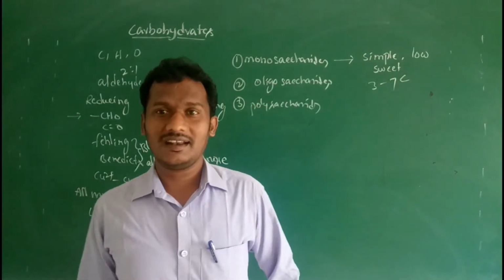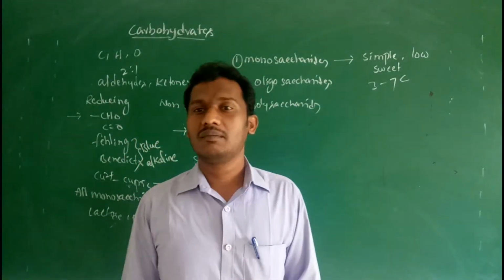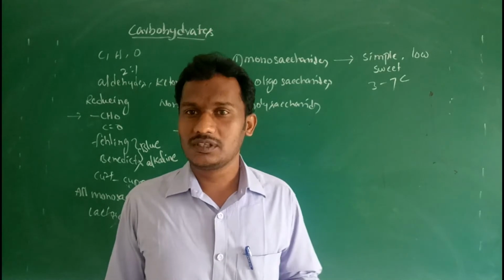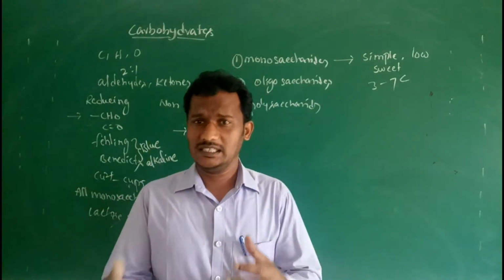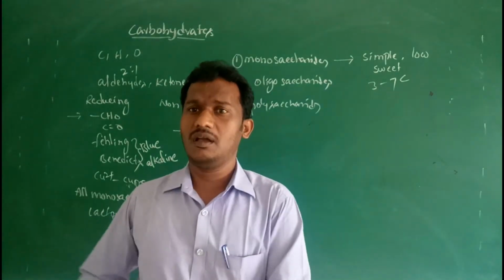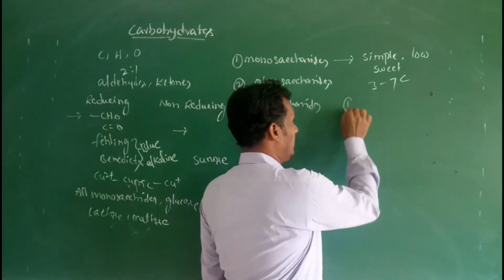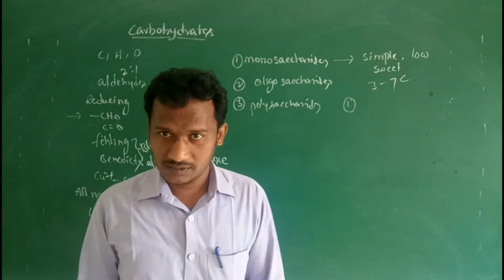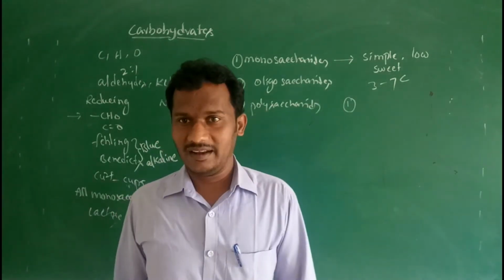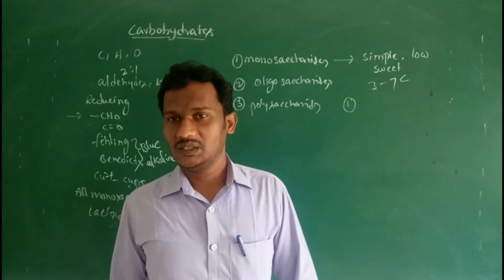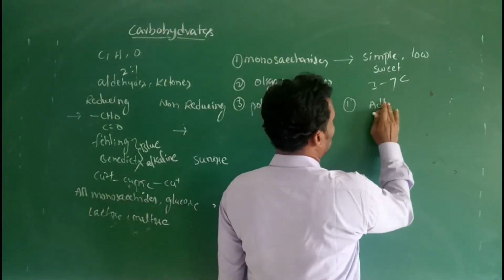Monosaccharides contain a single polyhydroxy aldehyde or a single polyhydroxy ketone. Then monosaccharides are classified into different groups based on different aspects. First, based on the functional groups, that means what type of functional groups are present in monosaccharides, they are classified into two groups. First one, aldose sugars.